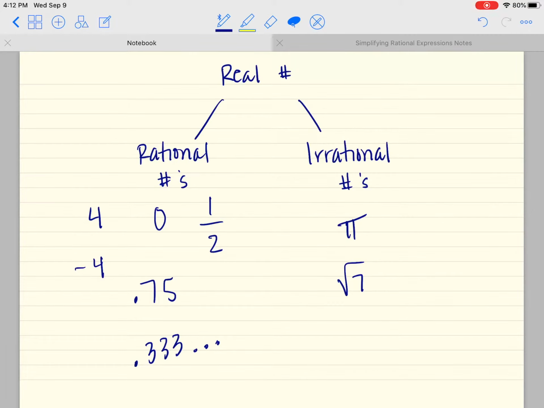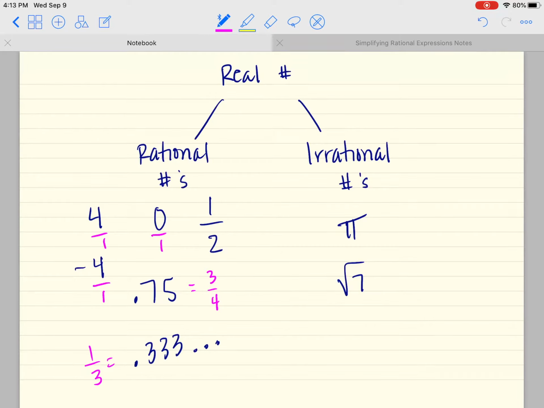If a number is rational, that means it can be written as a fraction. There is an exact fractional value for that number. For example, 4: we could make a fraction by putting a 1 under it. Same with negative 4, same with 0. 1/2 is already obviously a fraction. 3/4 is the same thing as 0.75. And 0.3 repeating is the same thing as 1/3. Anything that has an exact fractional value is a rational number.